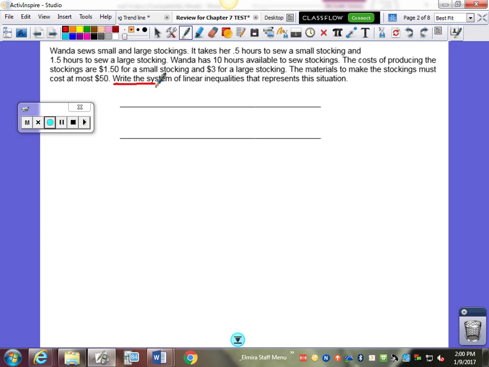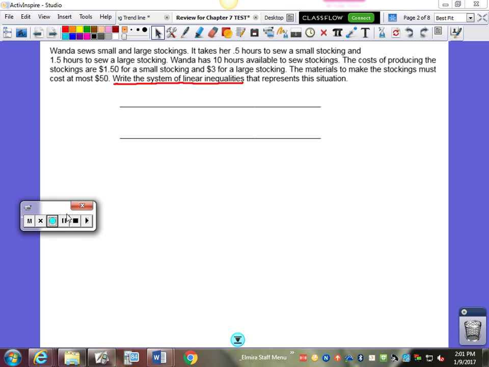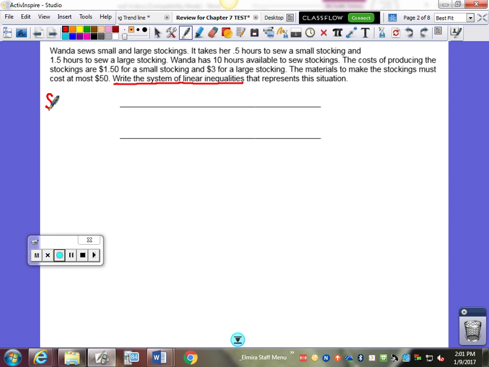So we're just writing a system of linear inequalities. We're not graphing it. We're not finding the solution. I mean, there's lots of solutions. The whole shaded zone of a graph is a solution. We're just writing the inequalities. So first of all, what are our variables? Well, we're going to have S for small stocking and L for large stocking, and I'm going to abbreviate that a little bit so it fits. I would encourage you to use a cursive L every time you use L as a variable so that it does not look like a 1.